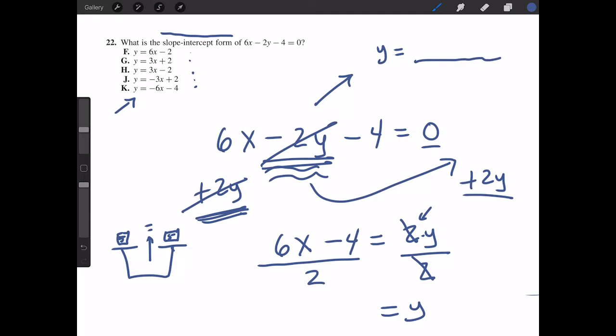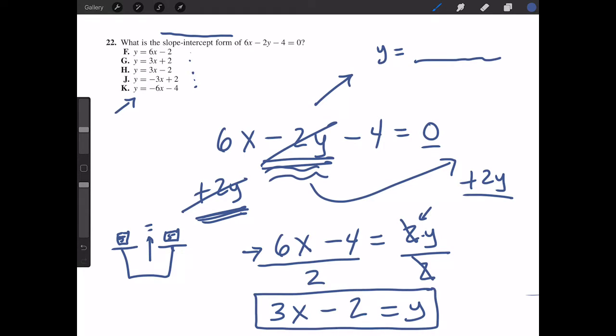And then on the left side, we should be able to simplify this. 6x minus 4 divided by 2. Well, the 2 is dividing all of the terms on the numerator. So 6x divided by 2 is 3x, and then minus, and 4 divided by 2 is 2. So we're left with this expression.